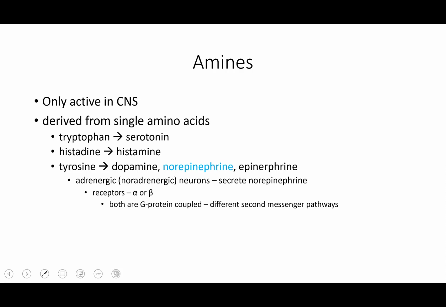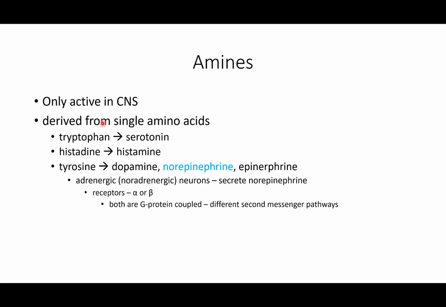Another group of neurotransmitters is the amines. The amines are derived from a single amino acid, and something that's unique about the amines is they're only active in the central nervous system. So we'll only see them in central nervous system neurons. We won't find them in peripheral neurons, outside the central nervous system.